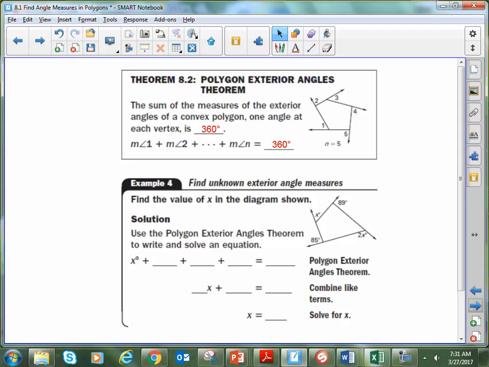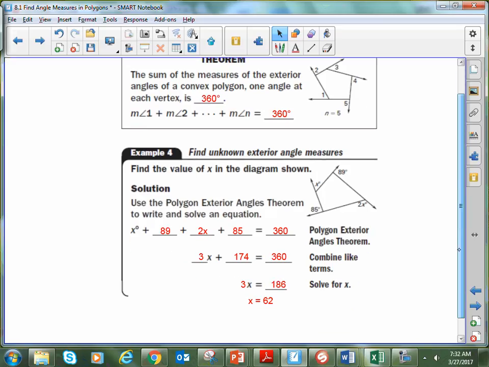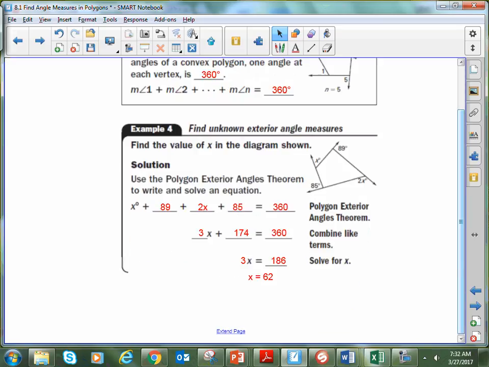So in the first example, can we find the measure of the exterior angles? Well, out of the 4 angles that we have, they all have to have a sum of 360 degrees. Not because it's a quadrilateral, but because the sum of the exterior angles of any polygon is 360. So combine your like terms, and we get 3x plus 174 is equal to 360. Then I can move the 174 over through subtraction, which gives me 3x is equal to 186. Divide by 3, and x is 62 degrees.